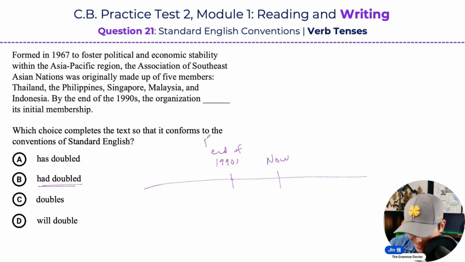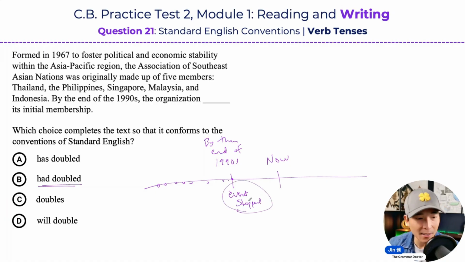And so when we say by the end of the 1990s, we're basically saying, like I said, everything that occurred before the 90s, leading up to the 90s. But as soon as you get to the end of 1999, so like December 31st, 1999, 11:55, 11:56, 11:57, before it hits the year 2000, as soon as we get to the year 2000, it stops. So this is where the doubling event is no longer being considered. It stops there. That's how the past perfect is used.